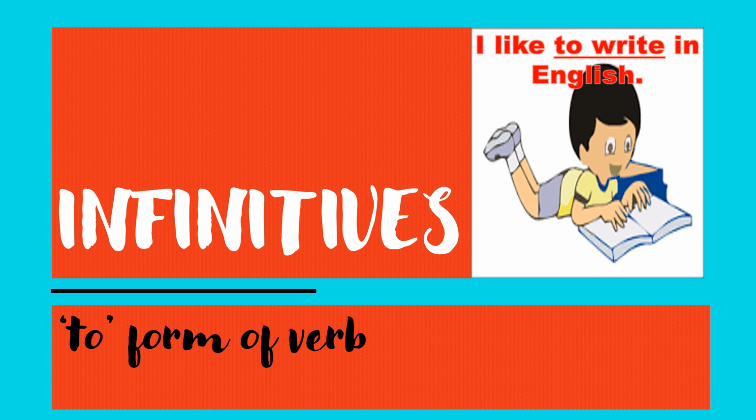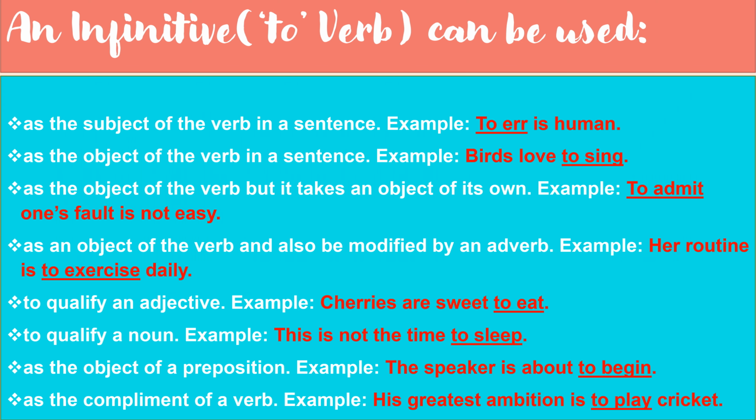Now what are infinitives? Infinitives are the 'to' form of a verb. One example is given here: I like to write in English. To write here is the infinitive. An infinitive, or to-verb, can be used as the subject of the verb in a sentence. For example, to add is human.